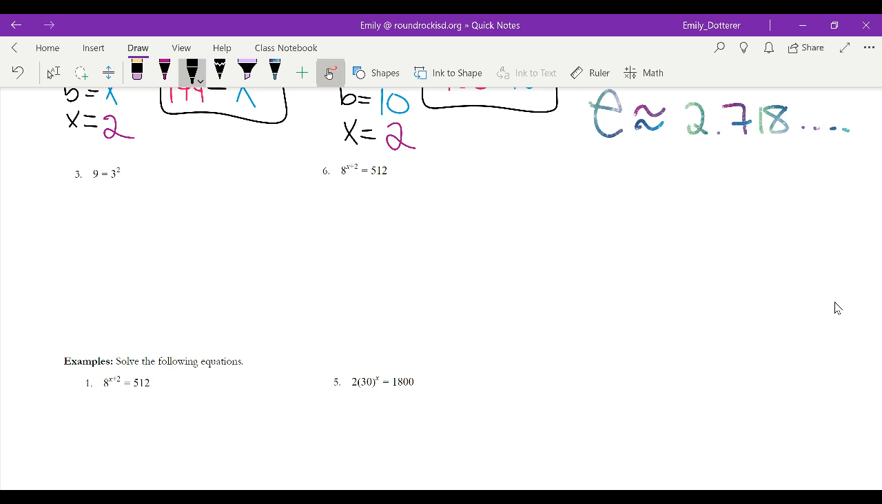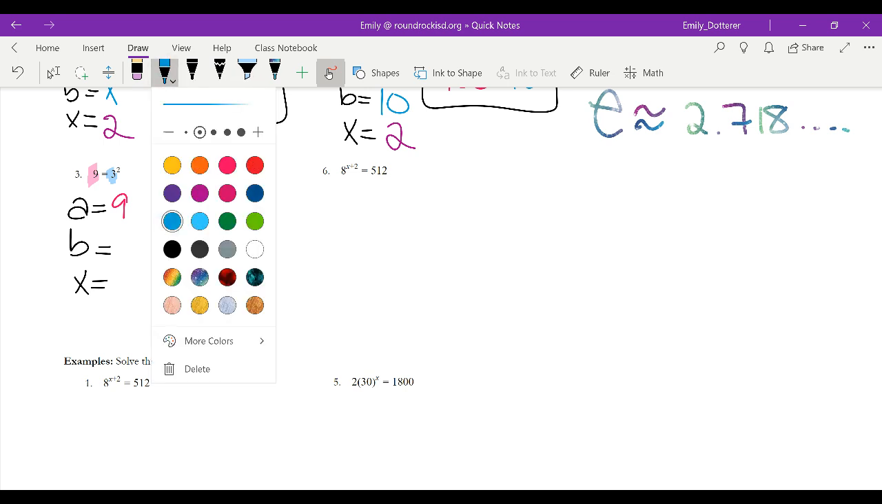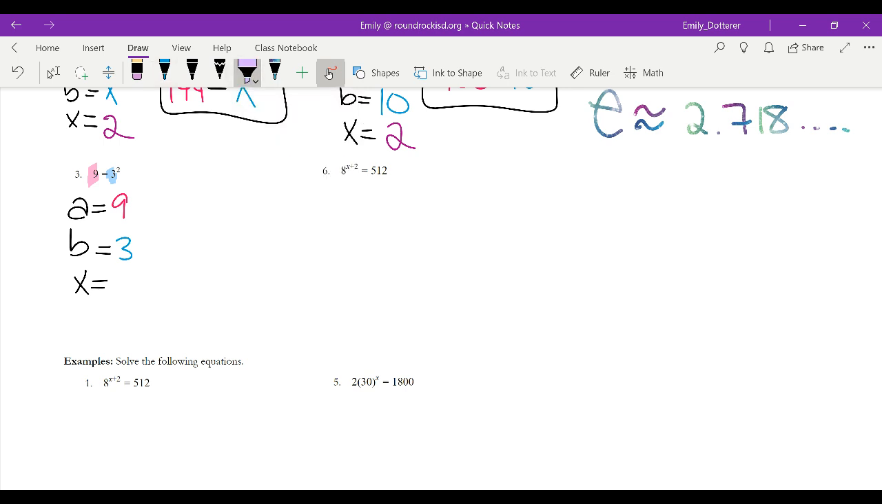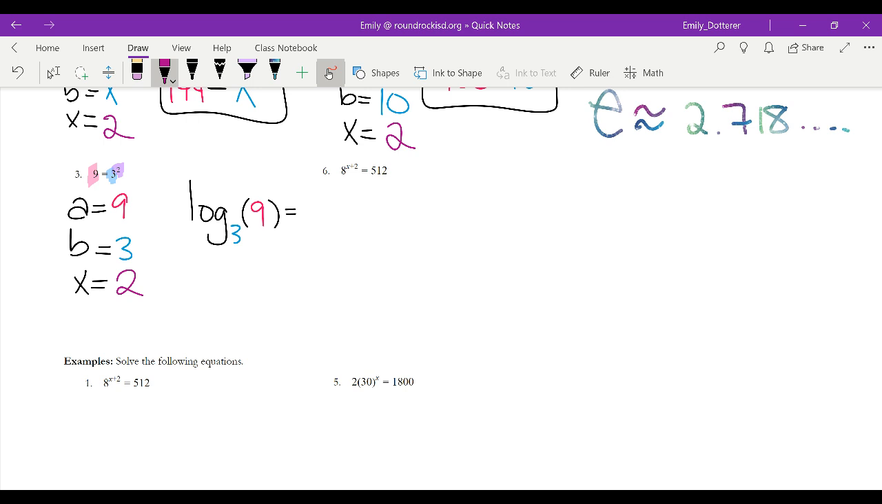Last 2, and then we'll start working on solving. So for an exponential, it's A equals B to the X, so A is 9. B will always be given when it's in exponential form first. It's 3. And then X is 2. We're converting it to a log. Base 3 of 9 equals 2.